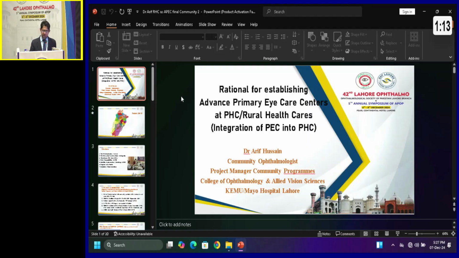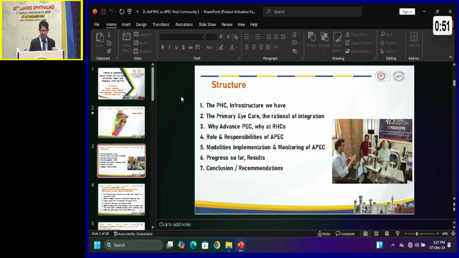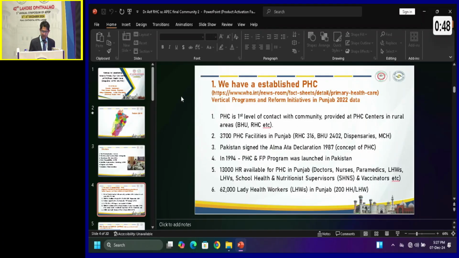So this is the solution we need to work on now. We need to engage the primary healthcare system and work with the primary healthcare facilities. Definitely, this advanced primary eye care is to be provided at the primary healthcare facilities. This is the concept, and most of what you have explained before, we all know what primary healthcare is. In the context of Punjab, we have very good infrastructure for primary health care, and we already have more than 3,700 primary health care facilities.